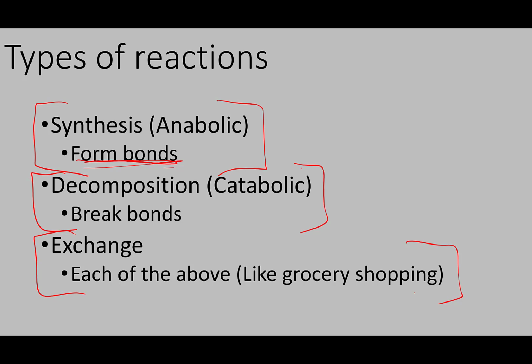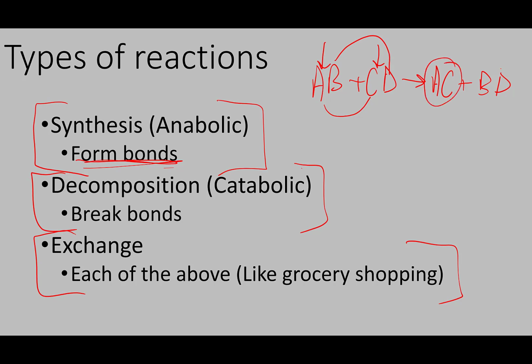One way that you will sometimes see this written is AB plus CD goes through a reaction, and we end up with AC and BD. So the bond between A and B was broken. The bond between C and D was broken. We shuffled some things around. We end with a bond between A and C and a bond between B and D.